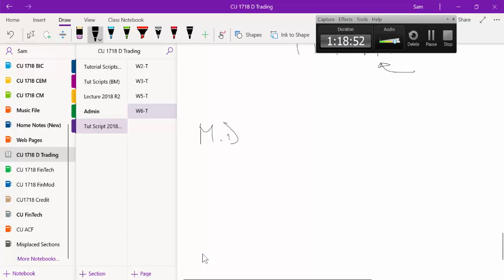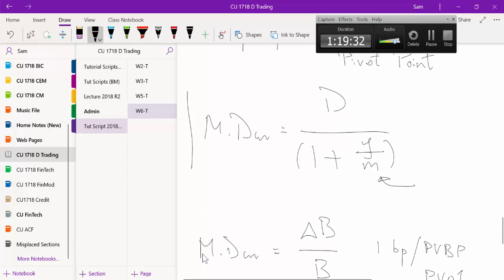So modified duration is basically the change in the bond price, or the percentage change, okay, when there is a movement in the yield. So typically we are talking about 1 basis point. It is sometimes called price value per basis point. It's sometimes called PV01. These are the same thing, okay? And the relationship between them is defined by this formula.